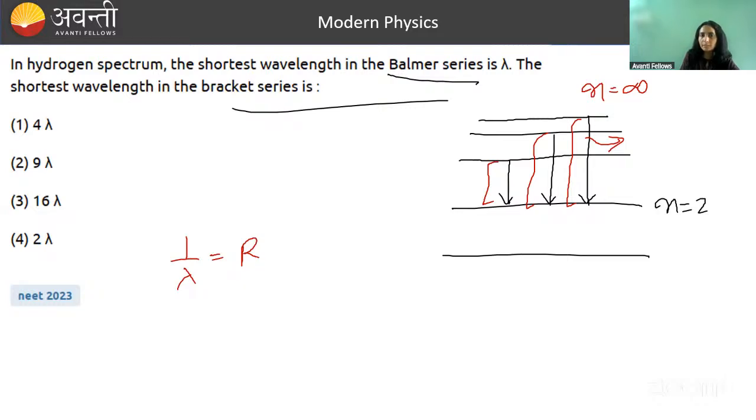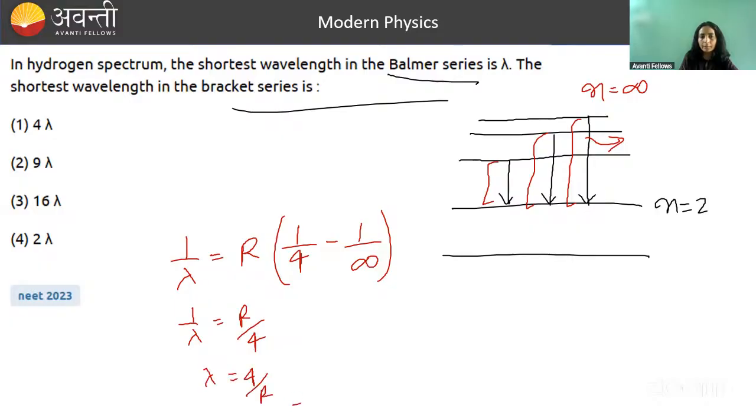Shortest wavelength in Balmer series को आप क्या लिखोगे? 1 by lambda is R. This is equal to how much? N final, this is your n equal to 2. So 1 by 4 minus 1 by infinity. ठीक है. So 1 by lambda is equal to R by 4. So lambda is equal to 4 by R. This is the shortest wavelength in Balmer series.